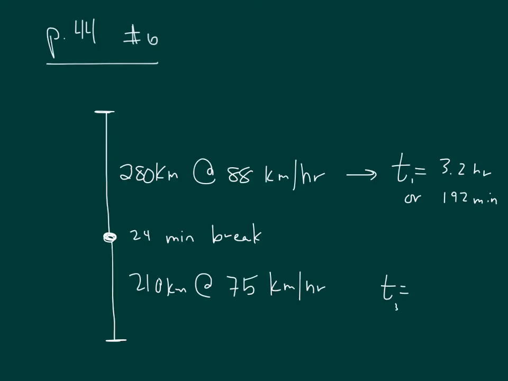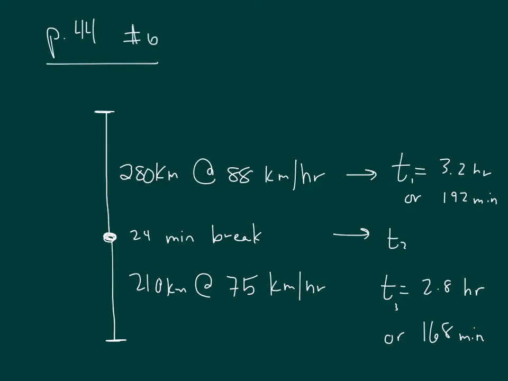Sierra? I got 210 over 75, and I got 2.8 hours. Good. And in minutes, did you happen to convert that? Somebody times 60, please. What do you got? 168 minutes. Is it bad that I didn't convert it into minutes? No, as long as you converted the middle into hours, that's fine.